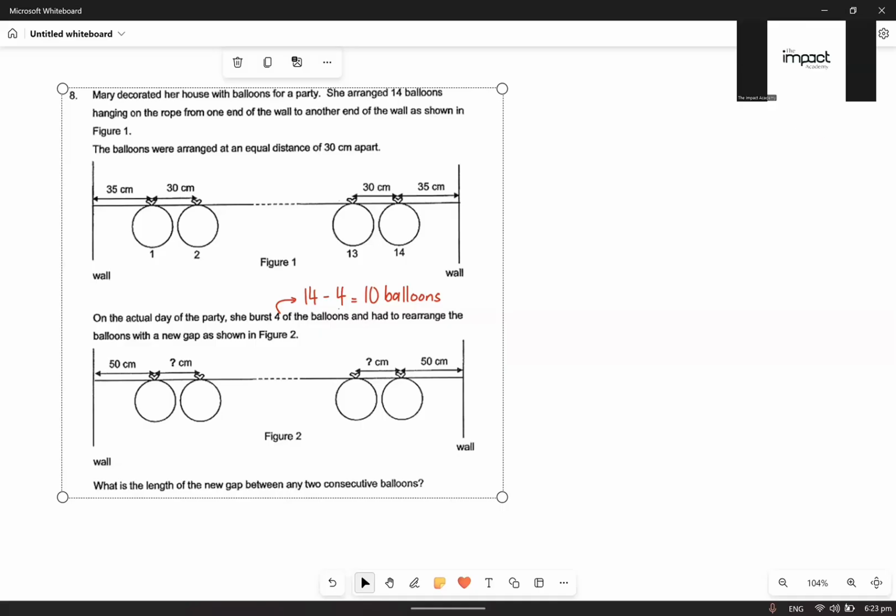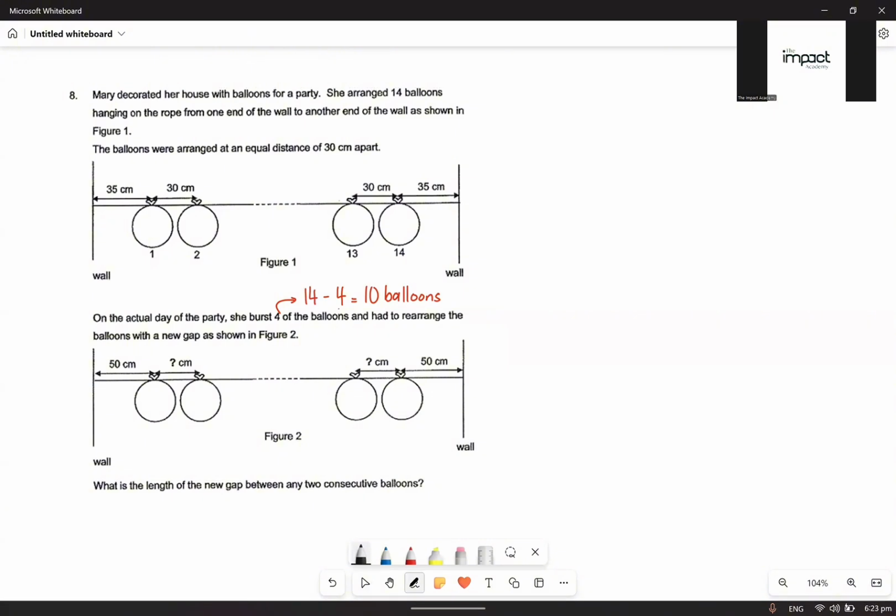The question says that Mary decorated her house with balloons for a party, maybe her birthday party. She arranged 14 balloons. 14 balloons means how many gaps? You want to write that first. Whenever you see something that you have to hang, usually it's about gaps and intervals. I like to put the concept as gaps first. So what you want to do next, you can see over here is that one gap is actually what?